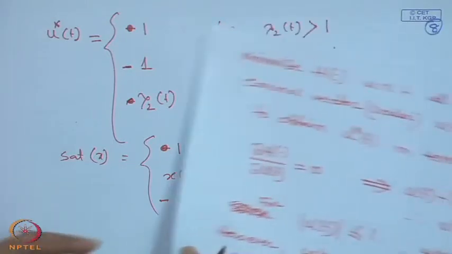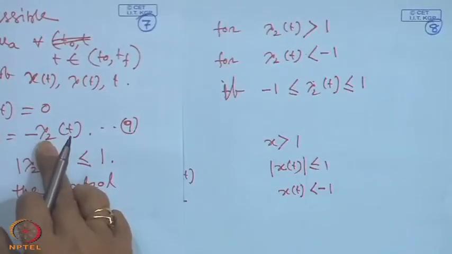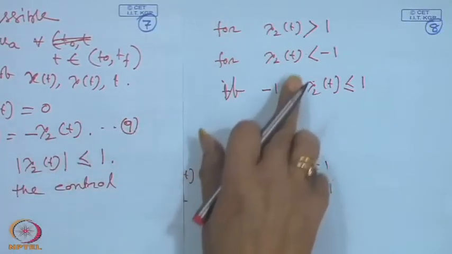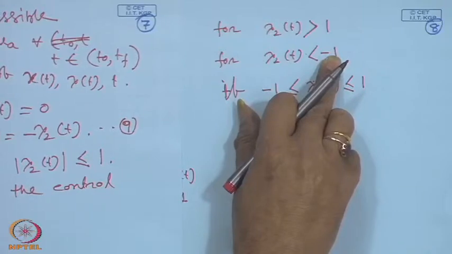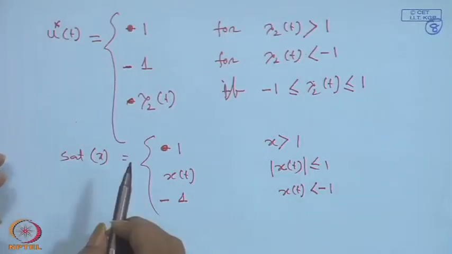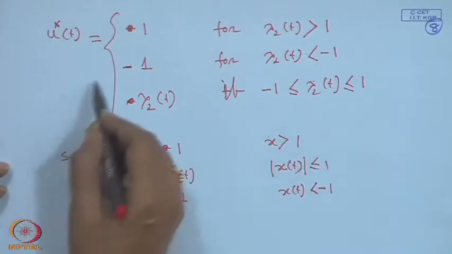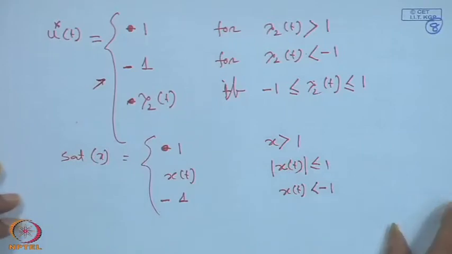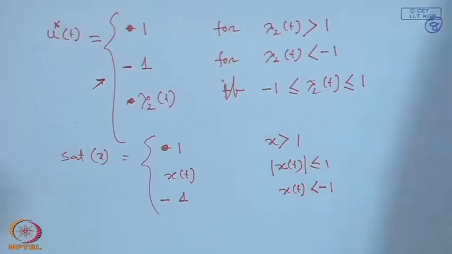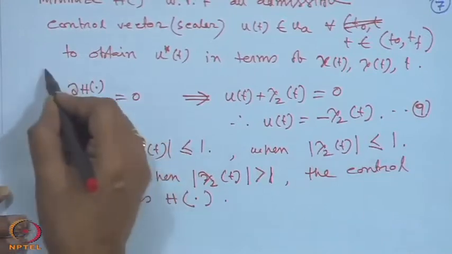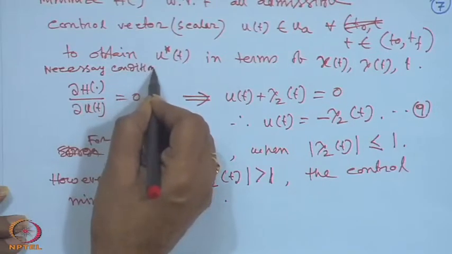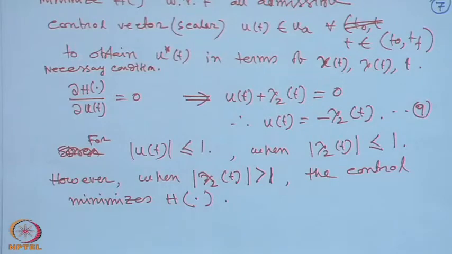So now see this situation. When x is greater than 1, we are putting plus 1, which means u is minus 1. When x 2 is less than minus 1, then we are putting minus, and minus means plus. So in this way we are making the control sequence. Now, how to solve these problems? Our problem is now to solve, and once again I am telling you that this is the necessary condition.